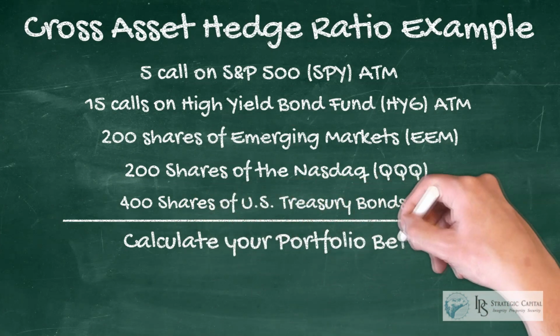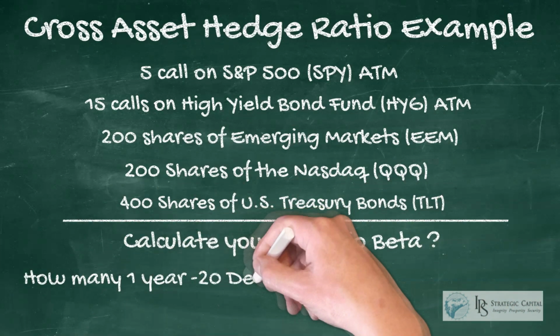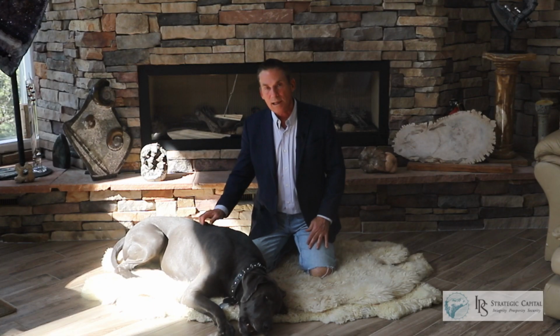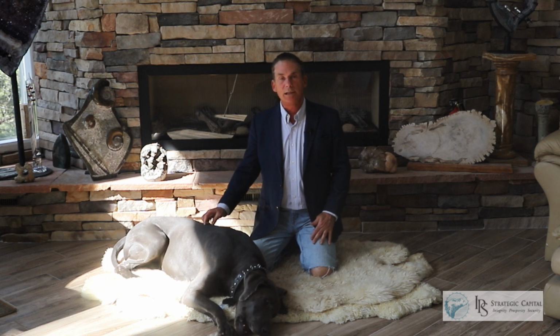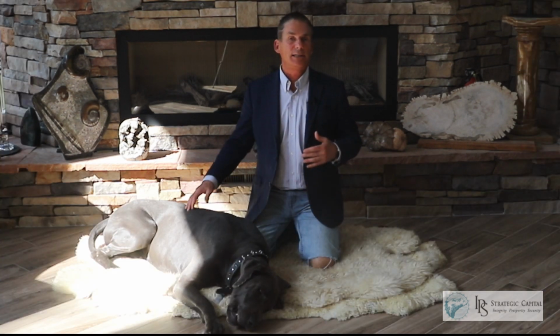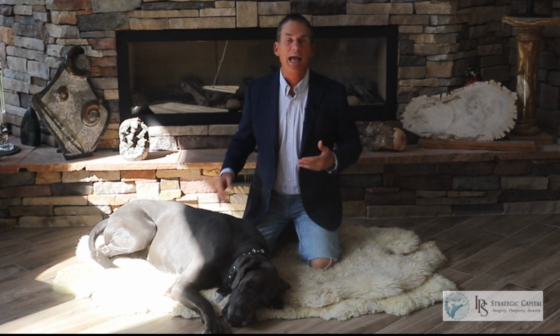Now we want to calculate your portfolio beta. We want to know how many 1-year 20 delta puts it'll take to bring us down to a 0.75. One thing we must understand when we're dealing with Delta Dollars is that you just can't add up Delta Dollars of assets that have different correlations. You can't say, what's the Delta Dollars of TLT, the 20-year bond, and what's the Delta Dollars of SPY, add them together and then calculate our hedge ratio.